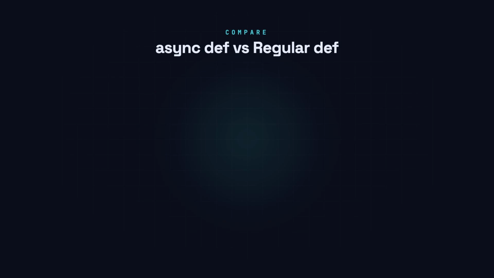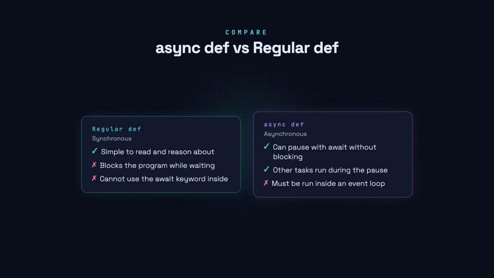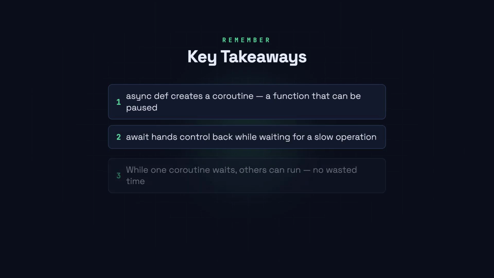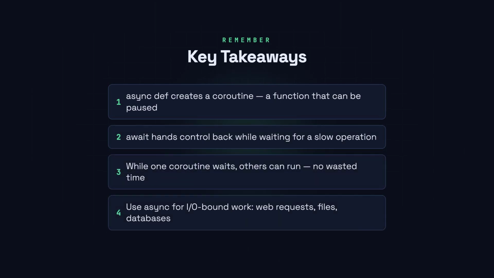A regular function runs from top to bottom without stopping. An async function can pause at any await, letting other work happen in the meantime, but it must be run inside an event loop. Remember, async def makes a pausable coroutine. Await is the pause point, and asyncio.run keeps everything moving. Reach for async whenever your code spends time waiting on the outside world.